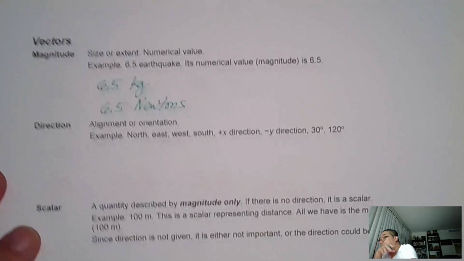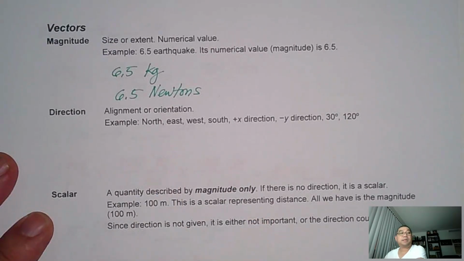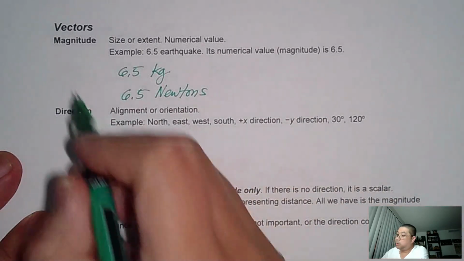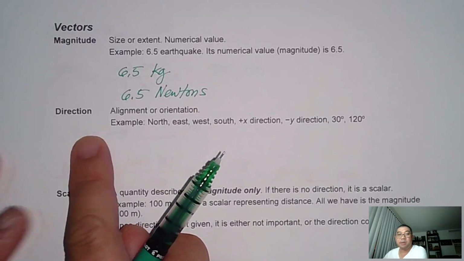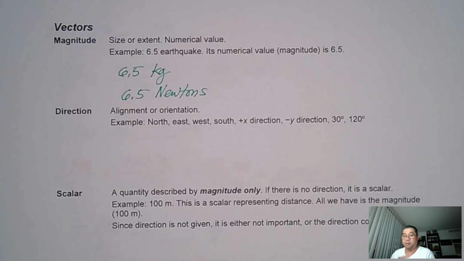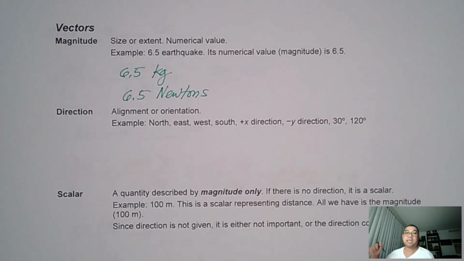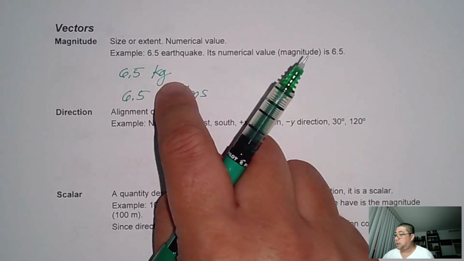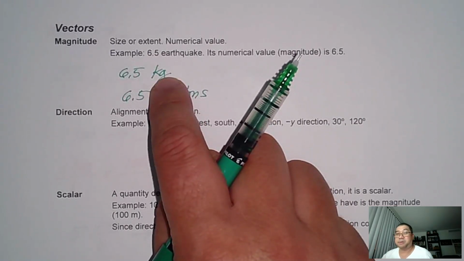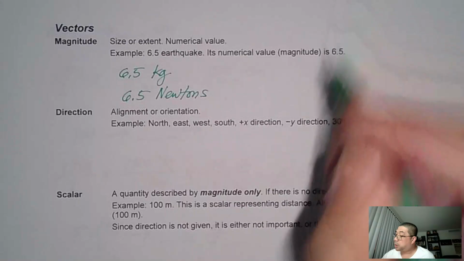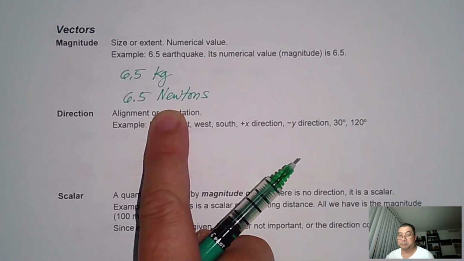Now, alignment or orientation is your direction. So there are two things that you must remember: magnitude and direction. You look at the value of that quantity. So for example, does 6.5 kilograms have a direction? Sometimes it doesn't really matter. How about this one? Is there a direction? Our senior students would know that for newtons, there is a direction.